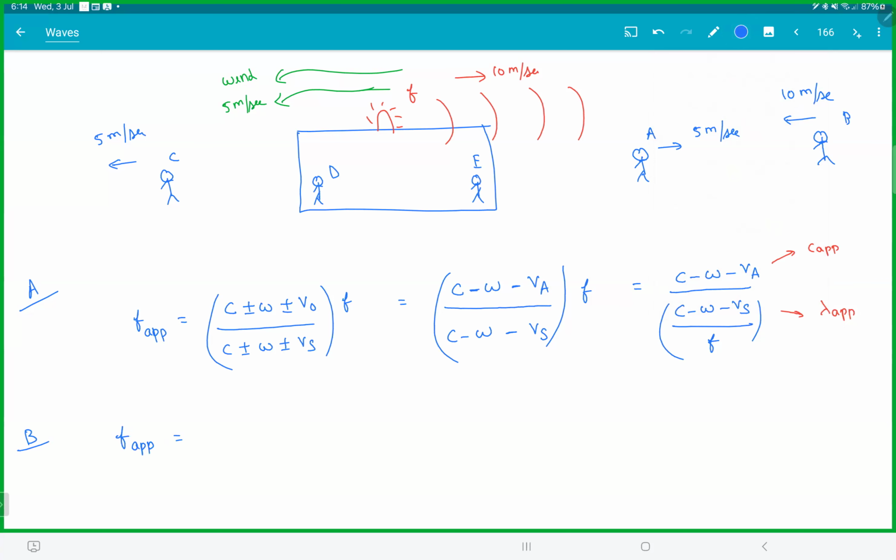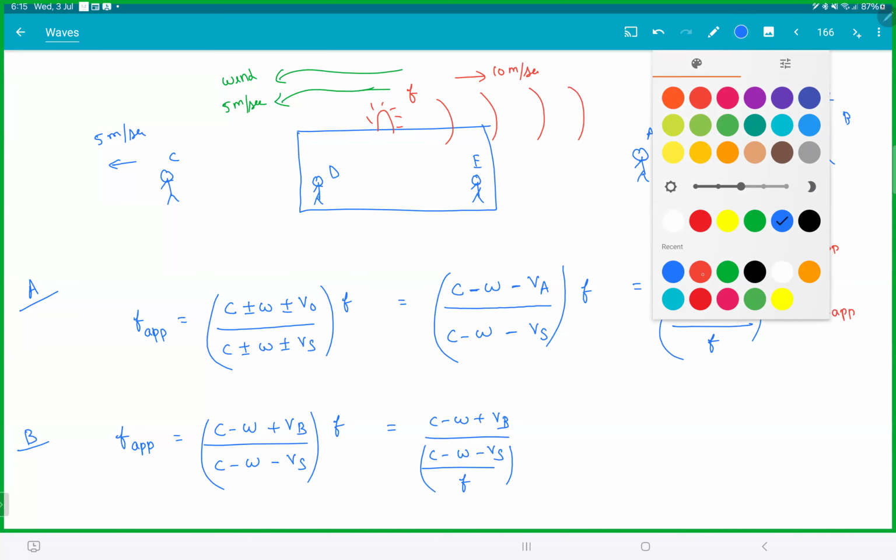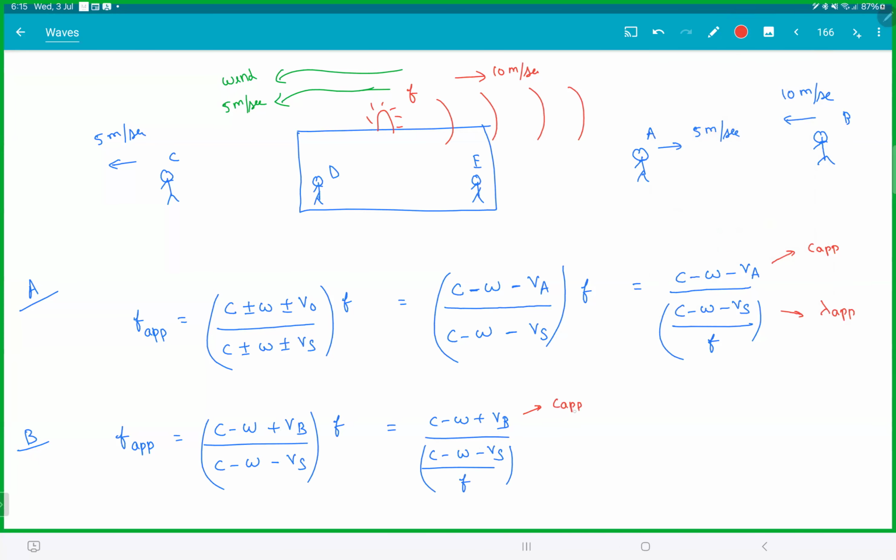So F apparent: now the sound is going forward, wind is going opposite, so C minus W. B is running towards the source, matlab frequency will increase, so that is VB plus C minus W. The source is going towards B, so frequency should increase, but you're in the denominator, so minus VS, into F. So bring it down, and you'll get C minus W plus VB by C minus W minus VS, by F. Numerator is C apparent, denominator is lambda apparent. Check.